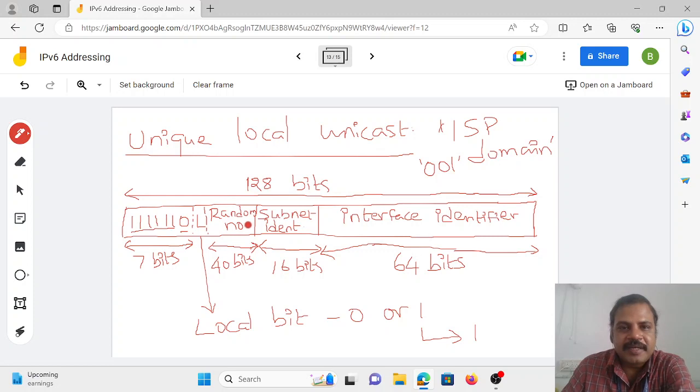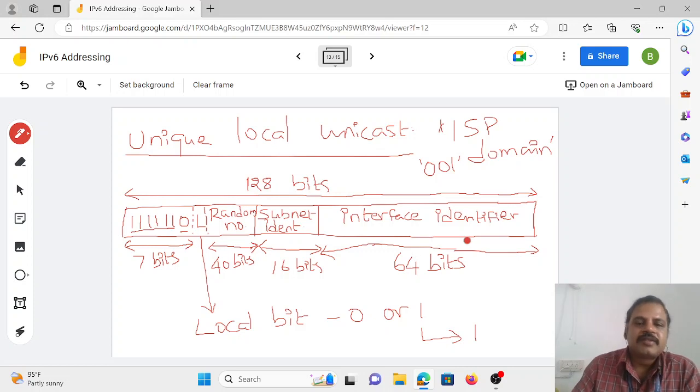Randomly a 40-bit number will be generated. Since this random number generation is 40-bit, it is expected the number will be a unique number within the particular ISP. At least out of 40 bits, any one bit will be changing, so it becomes a unique number. Subnet identifier is the particular subnet identifier number. Interface identifier number is generated based on EUI or from the existing physical address, like we have seen in the earlier video. So this is the packet format of unique local unicast address.